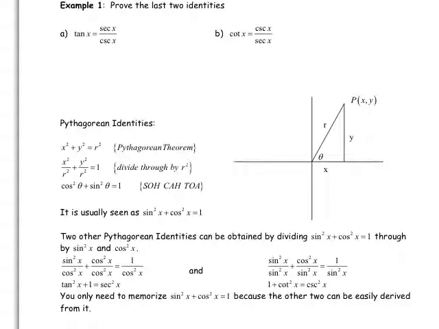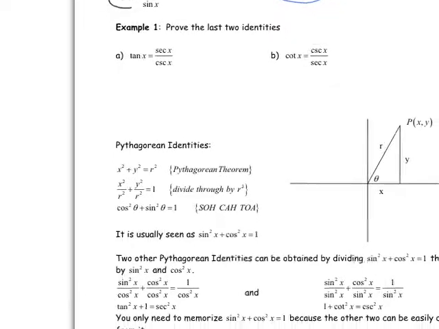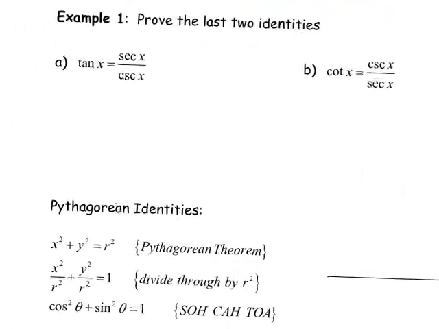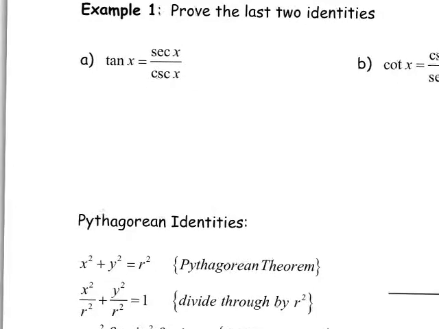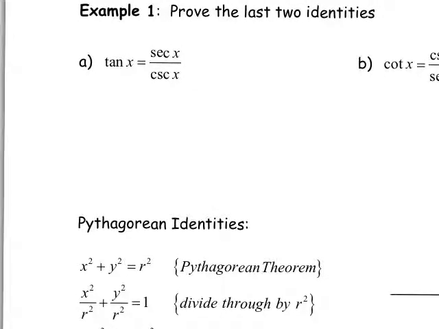Alright, so let's start with example 1a. Tangent of x equals secant of x over cosecant of x. Now, when we have fractions such as this, usually if you can, you would want to work with them to do something with them. Secant of x over cosecant of x.